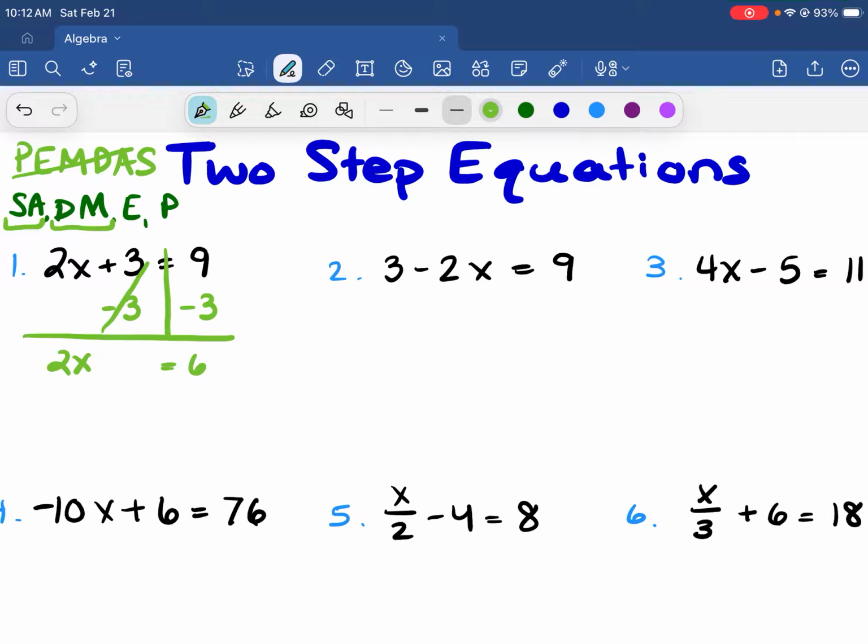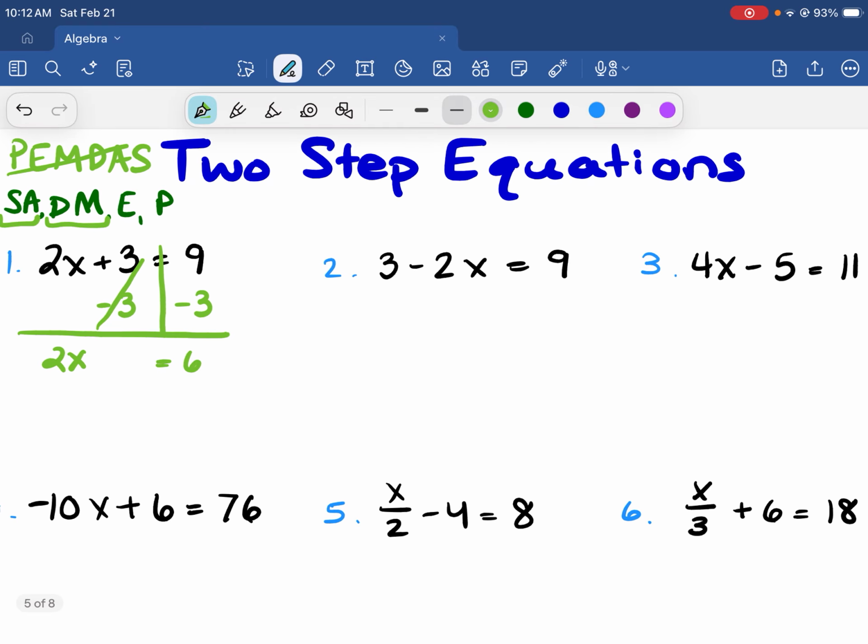Now I have 2x, and remember 2 is our coefficient and x is our variable. When those two things are together like that, it's multiplication, so 2 times x. The opposite of that is going to be division, so I'm going to divide by 2, and so x is equal to 3.